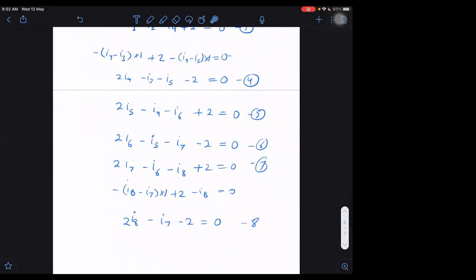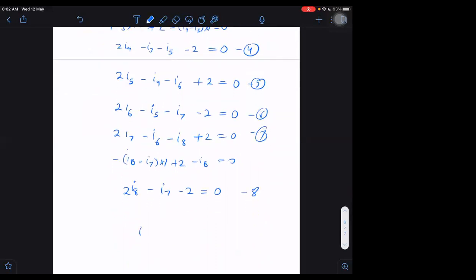What about the others? I1 and I8 will remain. I1 plus I8 is equal to 0 by adding all the equations. Then I1 is equal to minus I8.